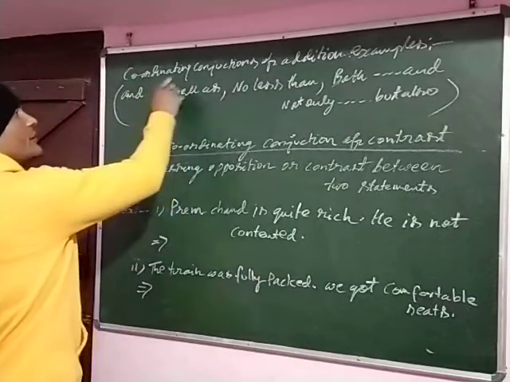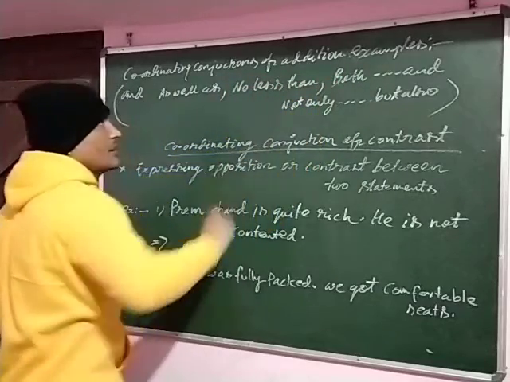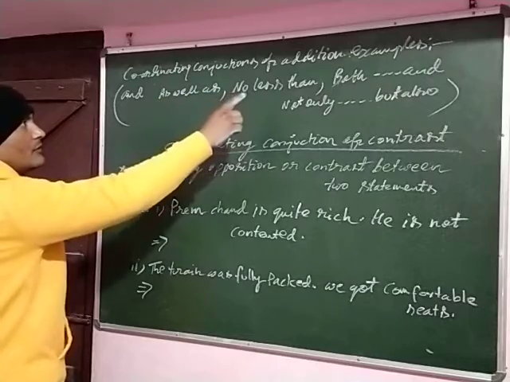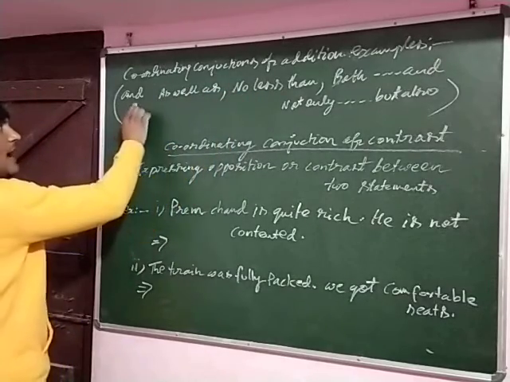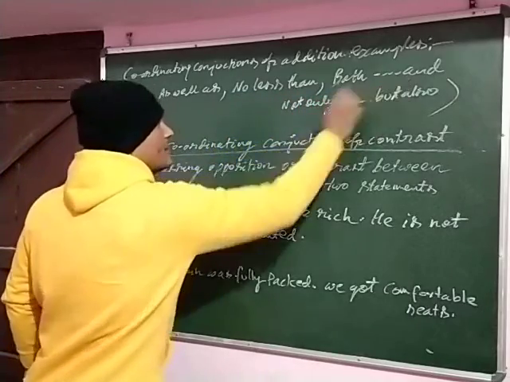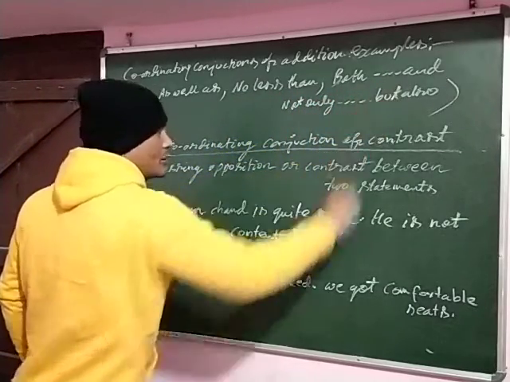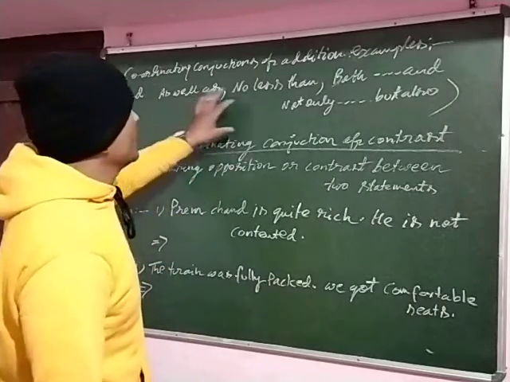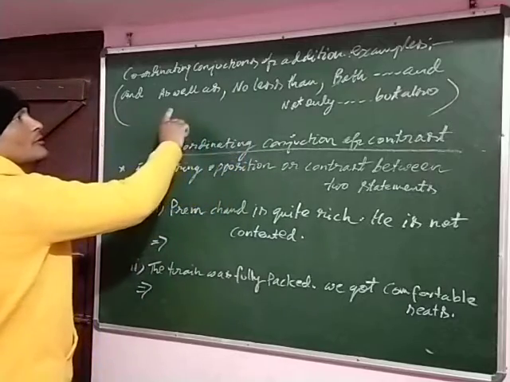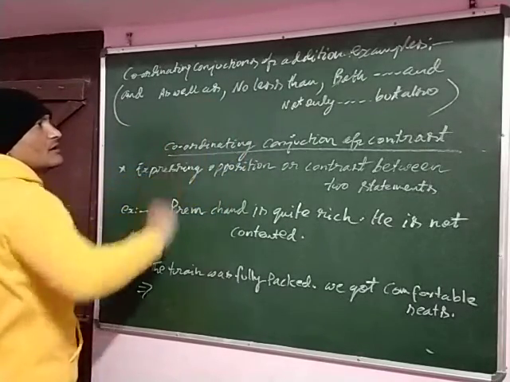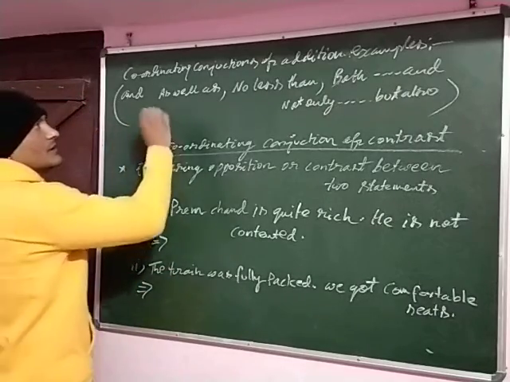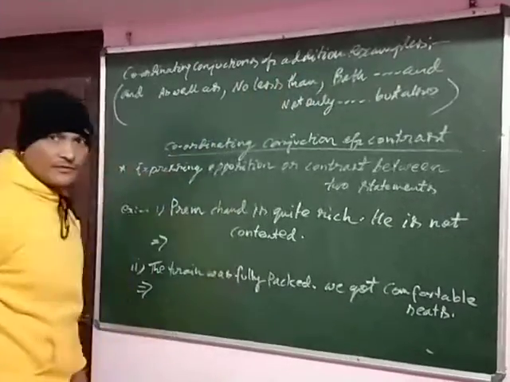So we have coordinating conjunctions of addition. These are the examples of the coordinating conjunctions of addition: and, as well as, no less than, both and, not only but also. So these are the coordinating conjunctions of addition that we can use in sentences.